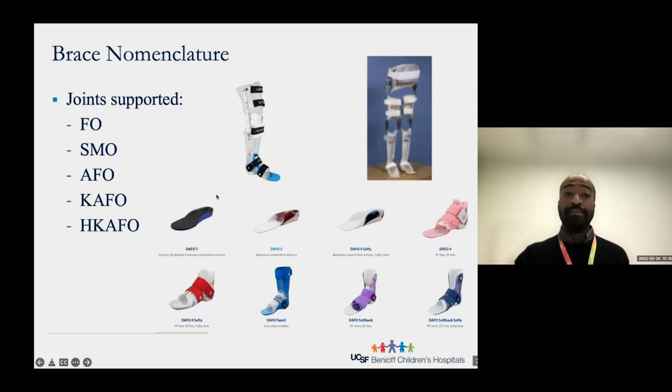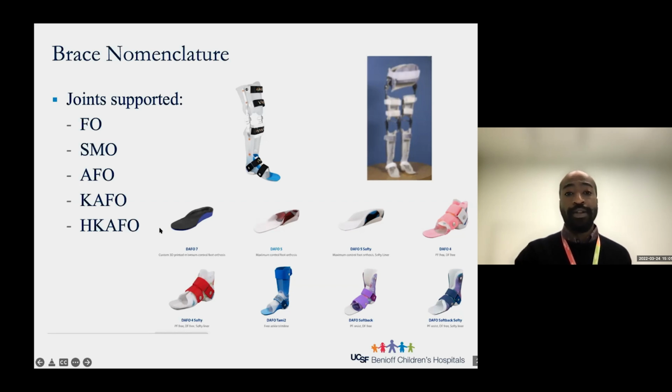Bracing is named for the joints that are supported. Foot orthotics are the first three in this diagram, which are more just in-shoe inserts, really just supporting maybe the heel or the arch. SMOs are supramalleolar orthotics, this pink one on the end here, and the red one, which just go above the ankle, can help prevent some rotation at the foot and ankle, and continue to support the arch.